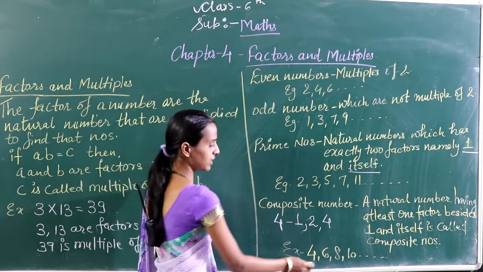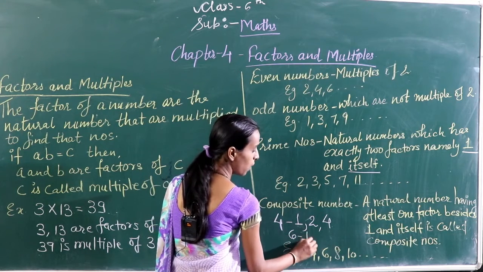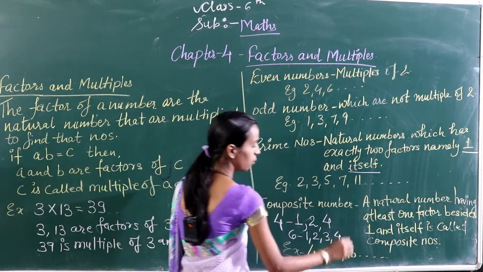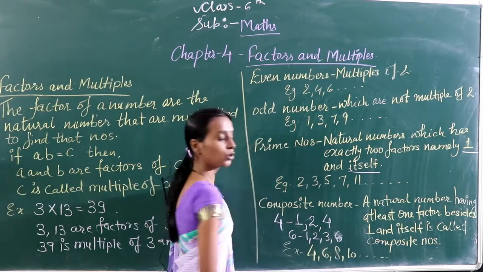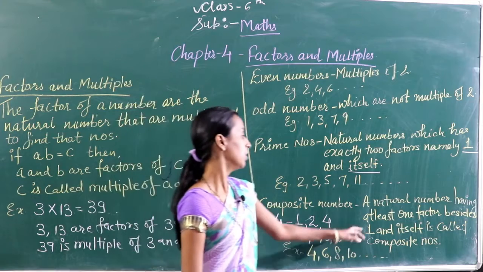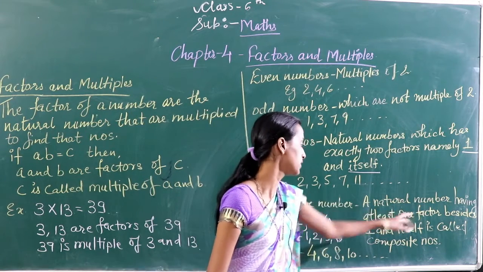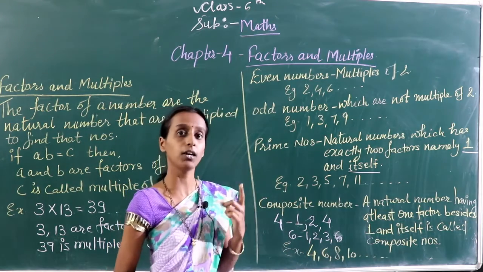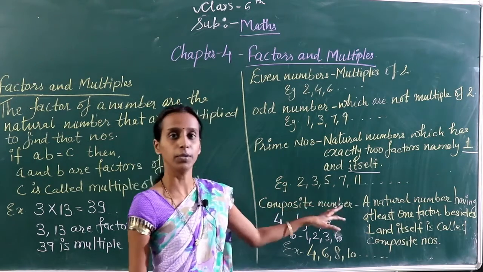We can take any other example like 6. Okay, 6 will come in which? 1, 2, 3 and, oh sorry, and 6 itself. Okay, so this is called the composite numbers which will have at least 1 factor besides 1 and itself. 1 and itself के अलावा उसका एक और फैक्टर हो सकता है. So that is called the composite number.